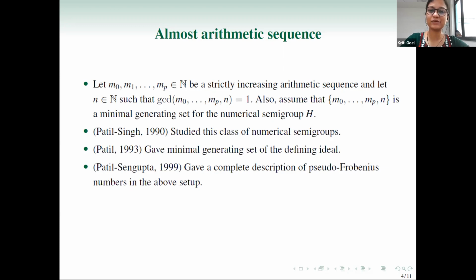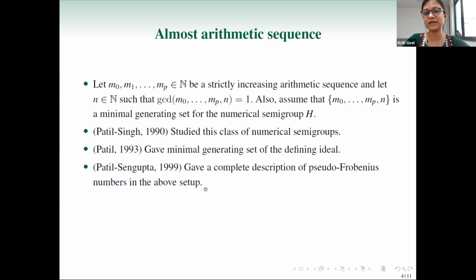And this paper really led to a series of papers where they proved a lot of things about this class of numerical semigroups. I'll just state the ones which I'll require. The first one being the paper by Professor Patil in 1993, where there's this very technical setup given by Patil and Singh in 1990, which is associated to this class of numerical semigroups. The setup may sound too technical when one sees it, but it turns out to be so useful and powerful that the authors were able to find a lot more properties and information about the semigroups using that setup. Of course, the two main things were finding the minimal generating set of the defining ideal.